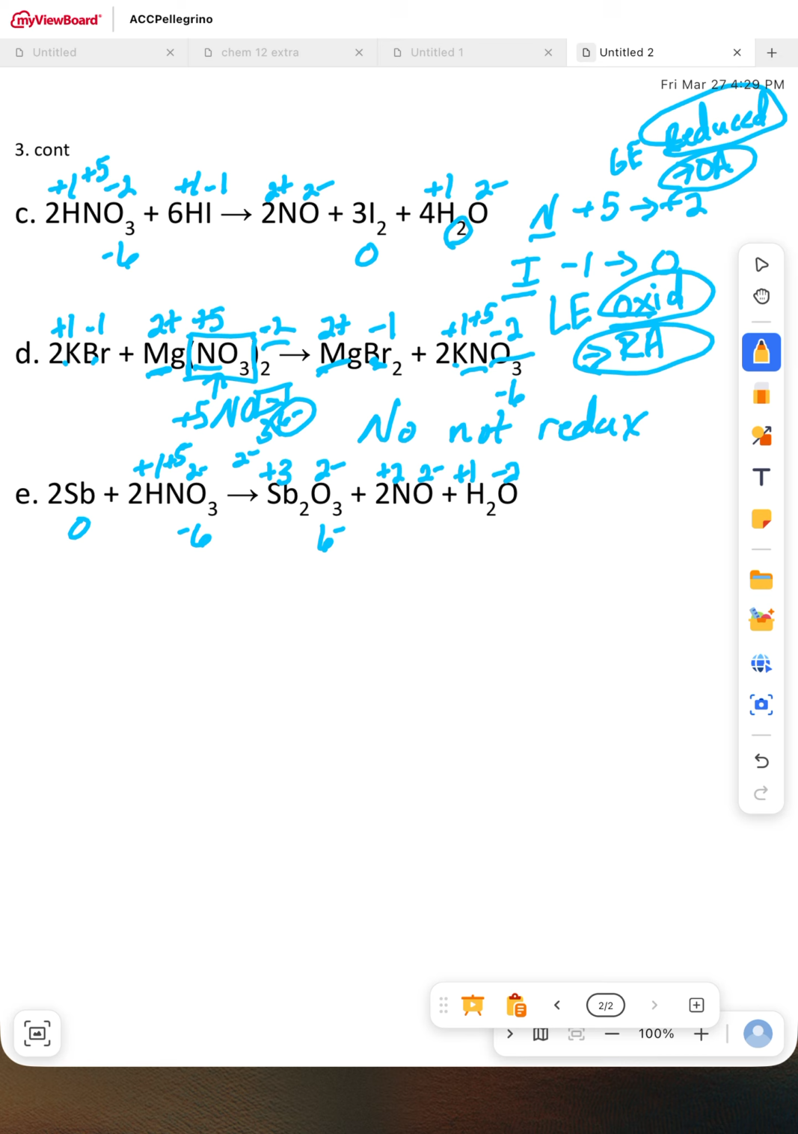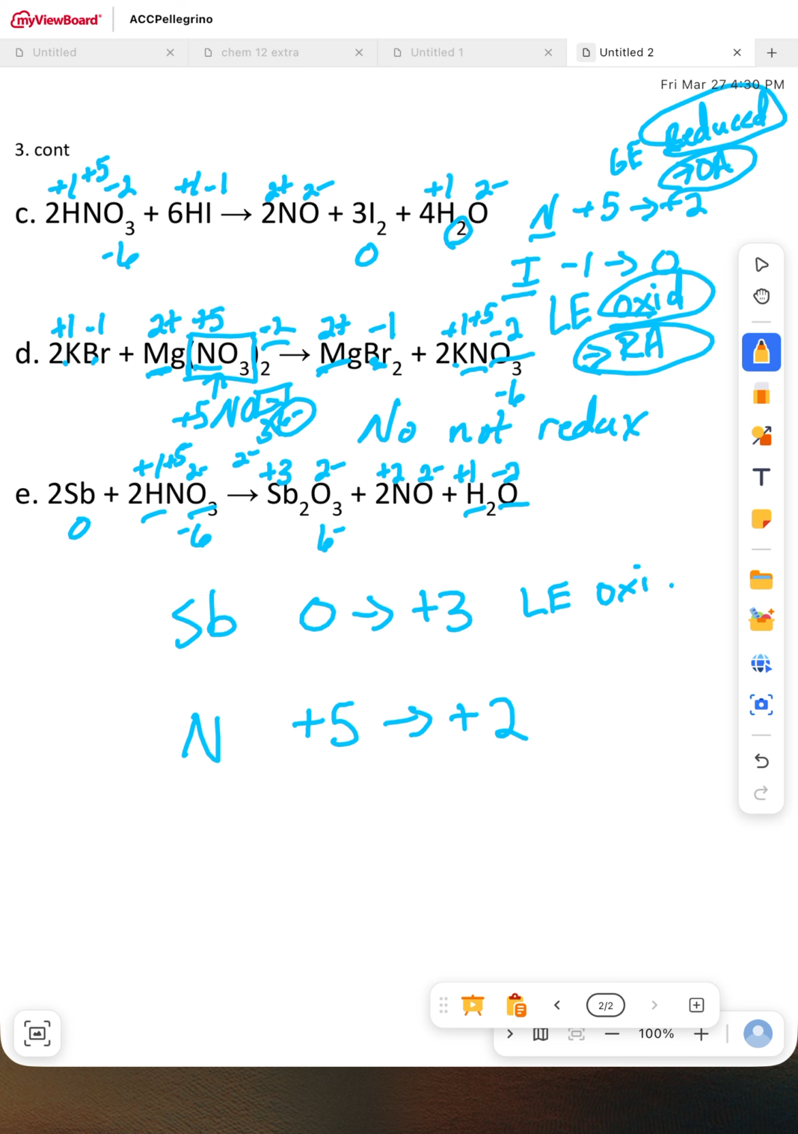Okay, so our hydrogens +1 on each side. Our oxygens -2 on each side. But let's look at antimony, which goes from 0 to +3. And our nitrogen goes from +5 on the reactant side to +2. So our antimony is losing electrons, becoming more positive, so it's going to be oxidized. And our nitrogen is gaining electrons and becoming more negative, so it's reduced.